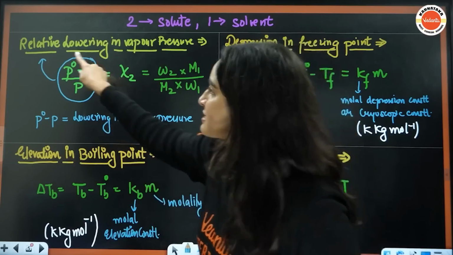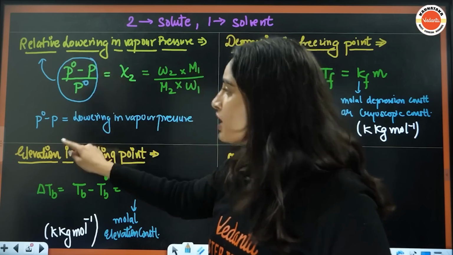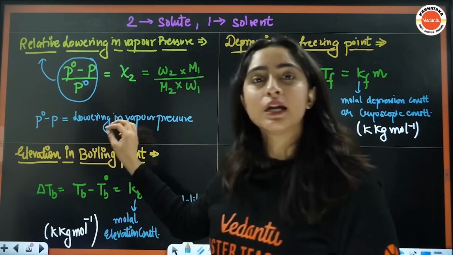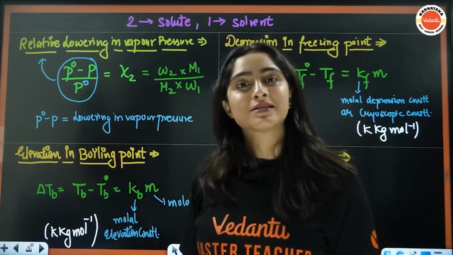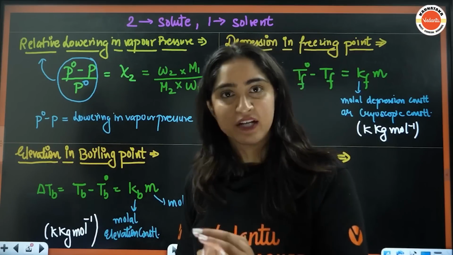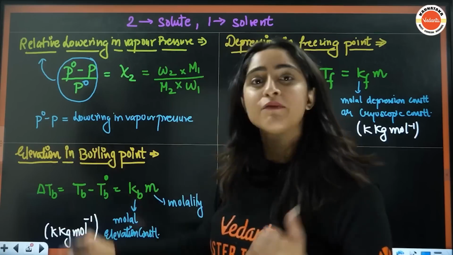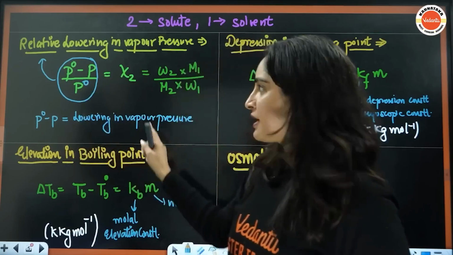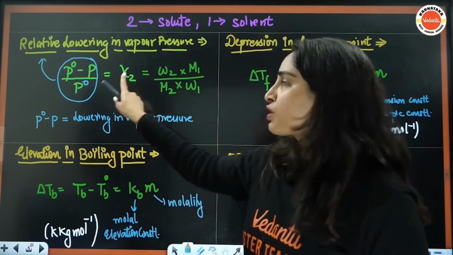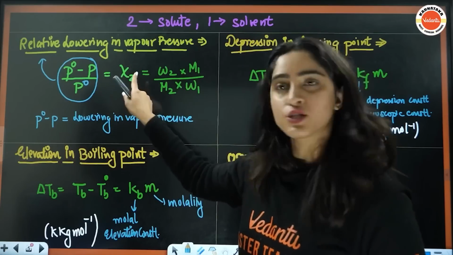So here we see the relative lowering in vapor pressure, (P naught minus P) divided by P naught, while P naught minus P is the lowering in vapor pressure, where P is the partial vapor pressure and P naught is the pure vapor pressure. This is equal to the mole fraction of solute. Okay, this 2 represents solute.